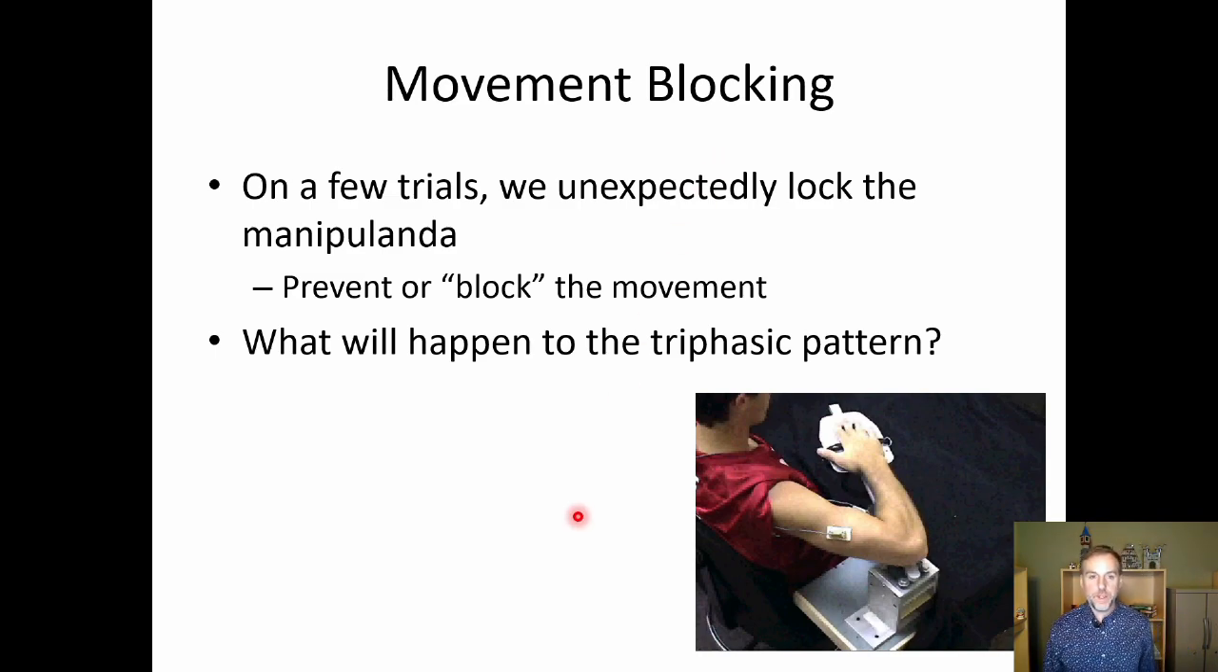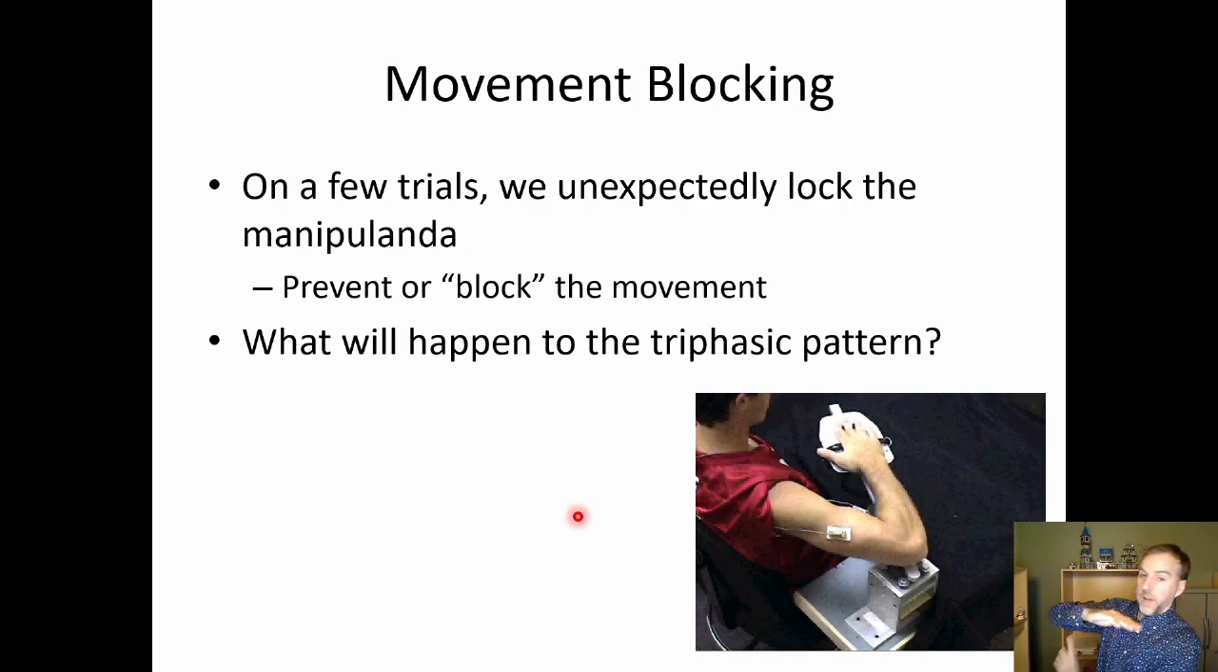So here's the first experiment. It's very straightforward. Participants are seated. They're at a manipulandum. There's a home position. They're going to make a fast ballistic movement to a target, something just like this. They get a go tone, they move. Come back, go tone, move. Every once in a while, what will happen when they try to move is the manipulandum will be locked. And here it's called movement blocking, but you can think of the movement being locked.